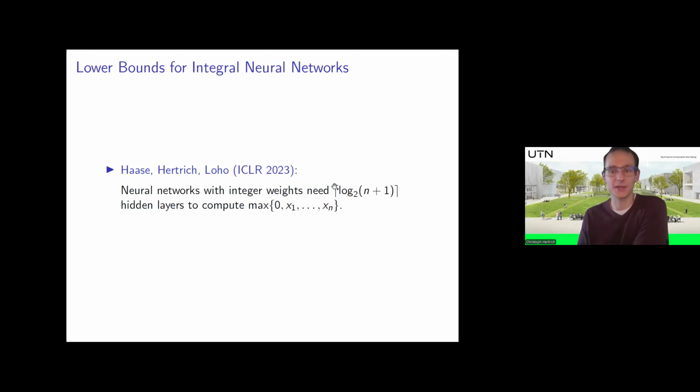And in this case, you can actually prove the lower bound that matches the upper bound. So we need logarithmically many hidden layers if we restrict ourselves to integer weights. And that really is a nice geometric proof using polyhedra. And I would like to at least give you the first step for this proof. But first, are there any questions about the results?